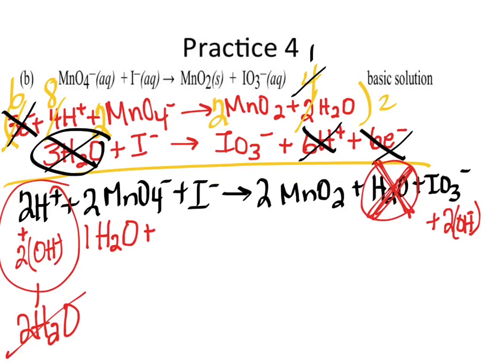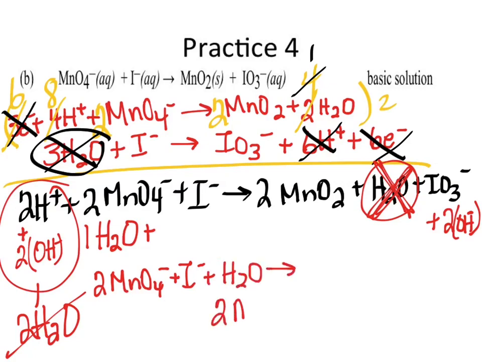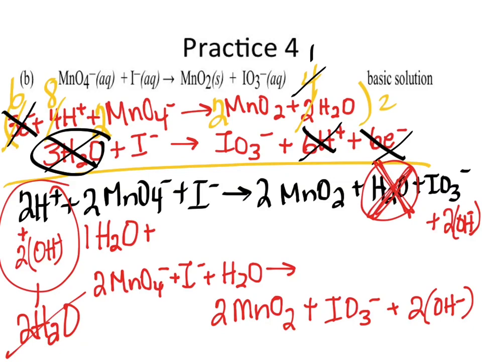Let me write the overall. 2 MnO4 minus plus I minus plus H2O gives me 2 MnO2s plus IO3 minus plus 2 OH minuses. So my overall charge is a negative 3 on both sides. And now I'm not in an acidic solution. I've added that OH, and now I'm in a basic solution. That's the answer.